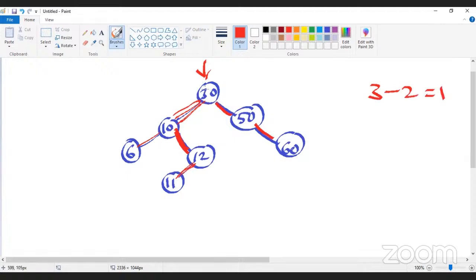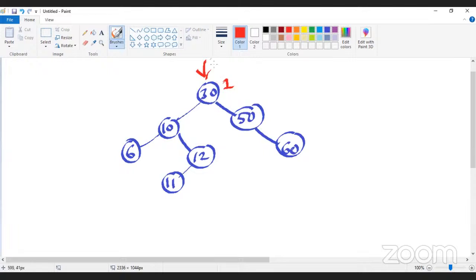So this is the balancing factor. Balancing factor of 30, how much is it? 1. So is it a node of an AVL tree? Yes. To become an AVL tree, every node should follow the balancing factor. So every node's balancing factor value should be either -1, 0 or 1.